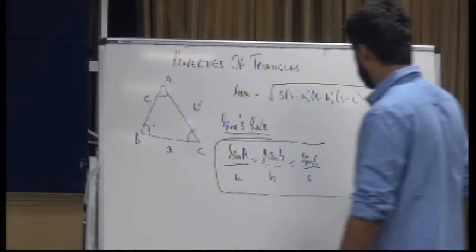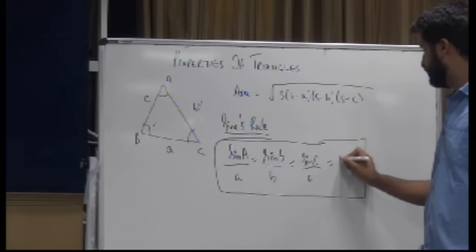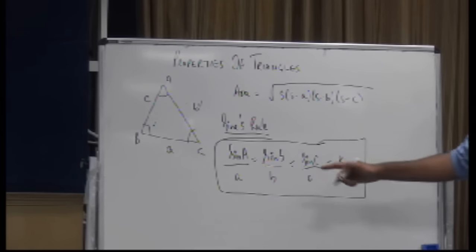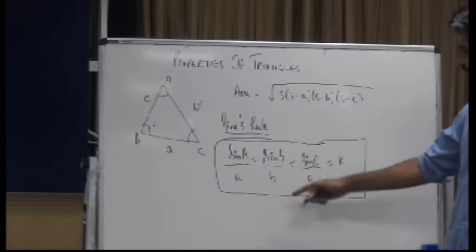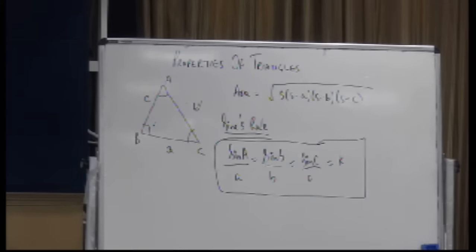So write down the sines rule, and since they are all equal, they can be put as some constant k. So sines rule will be sine A upon A, sine B upon B, sine C upon C. They are all equal.